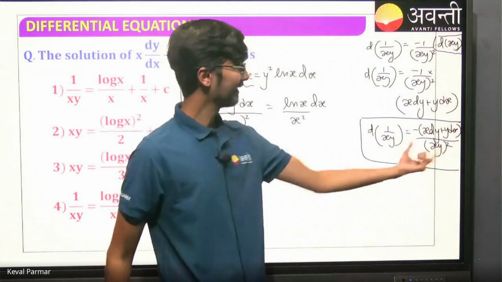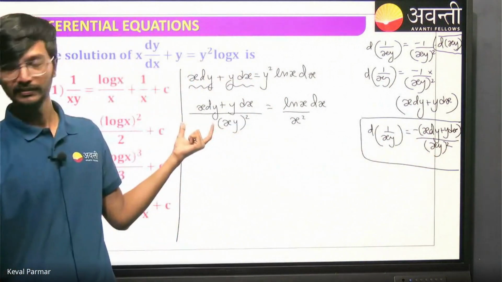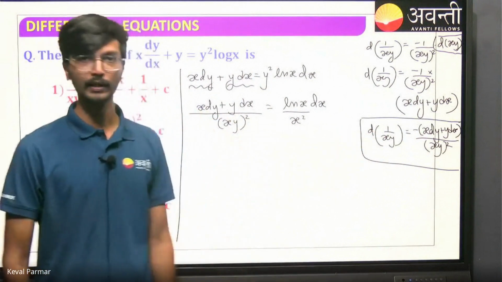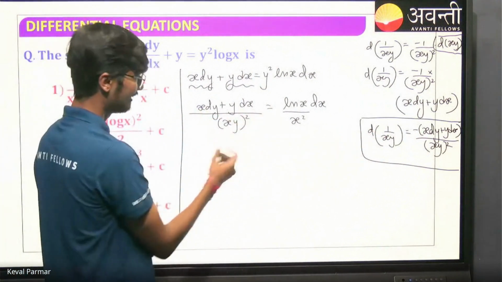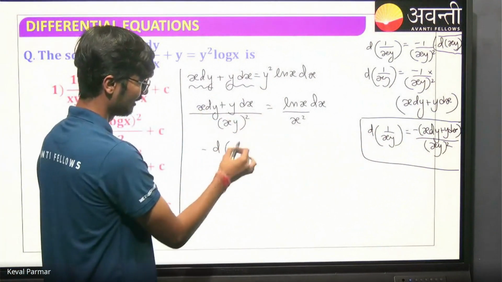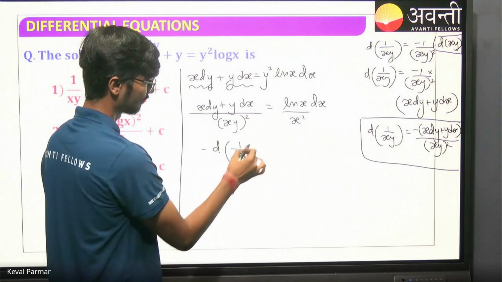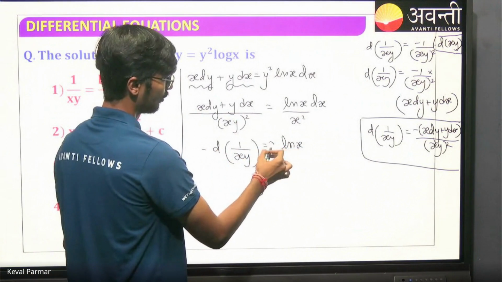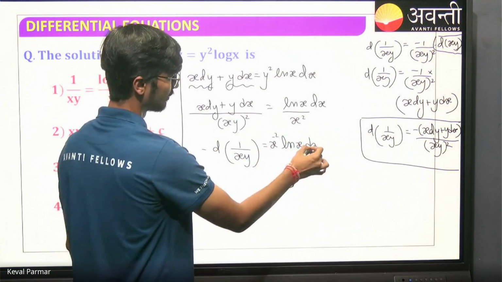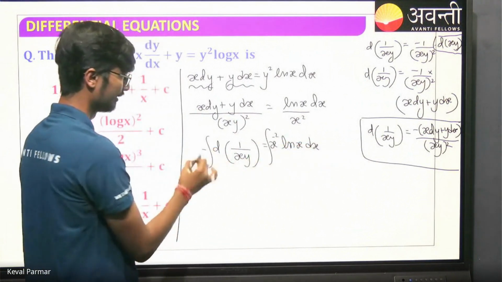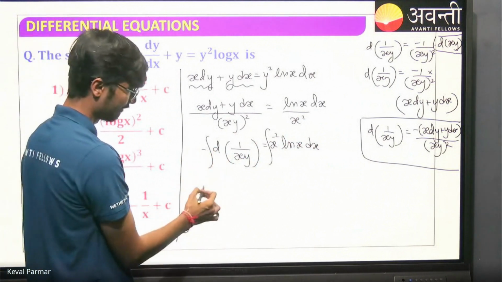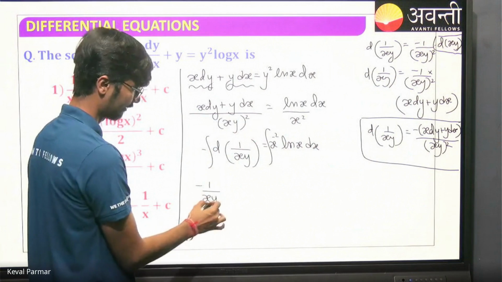And you can see the right hand side here. Can you see the right hand side here? x dy plus y dx upon xy the whole square. So this is basically, if I adjust minus, it is written minus d of 1 upon xy is equal to ln x into x raised to minus 2 dx. Now I'll integrate both sides. This integration and derivative will get cancelled and I'll be left with minus 1 upon xy.